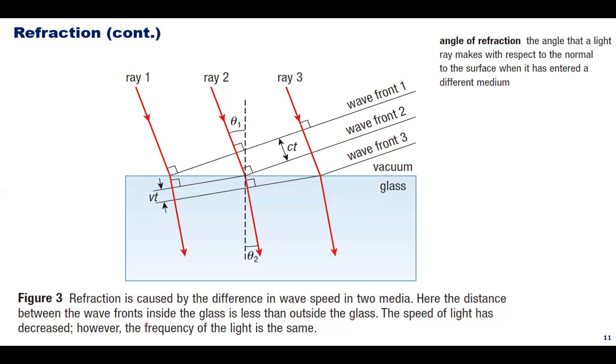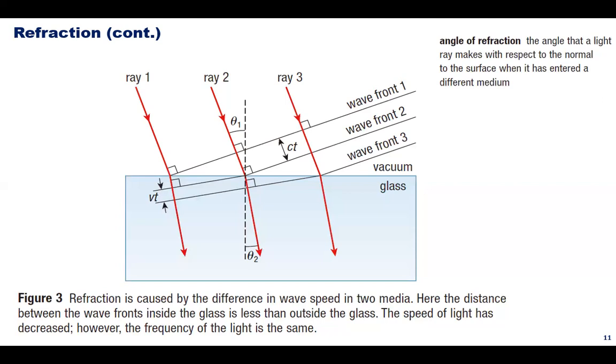The speed of light in the vacuum is c, right? So the wave travels a distance of ct through the vacuum in time t. In the glass, the speed of light is reduced to v. So the wave travels a distance of vt in the same time t. Since the speed of light in a vacuum c is greater than the speed of light in the glass v, the distance traveled in time t in the glass is less than distance traveled in vacuum ct.